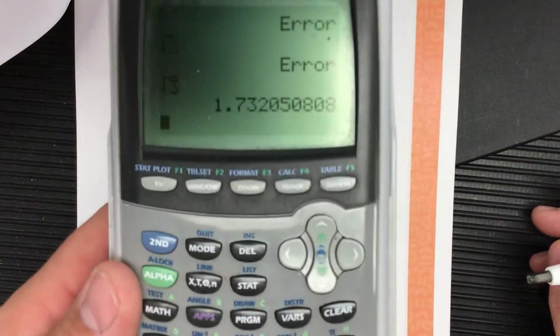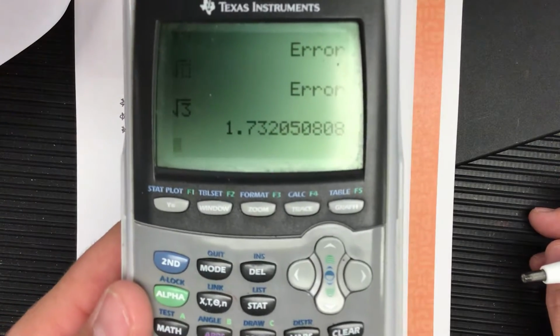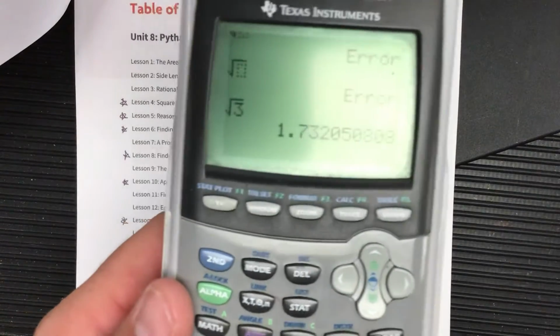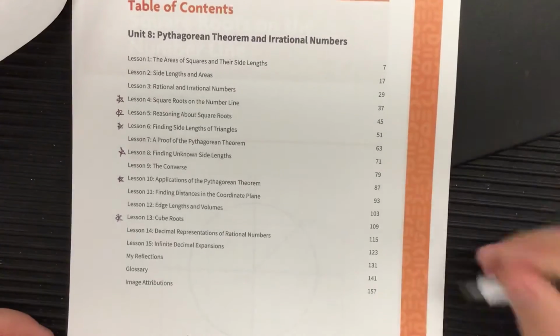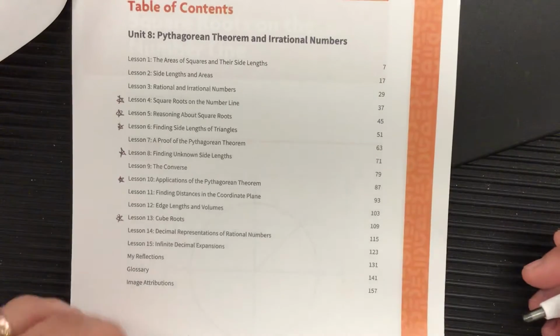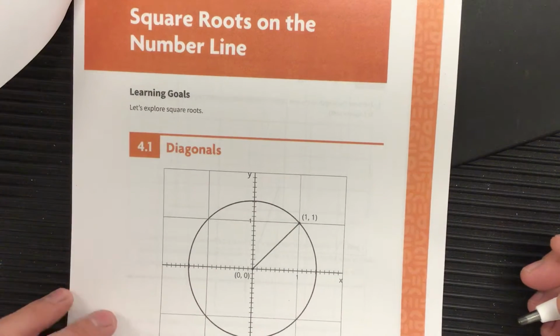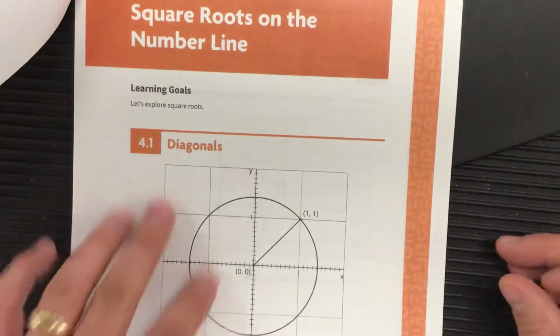Okay, now it goes on forever. Doesn't repeat, doesn't stop. So that would be an example of an irrational number. The calculator just goes so many digits. Most of them are 8. Scientific ones are usually 10, but usually rounds the last digit. So we're going to look at lesson 4 here to start and talk about square roots.